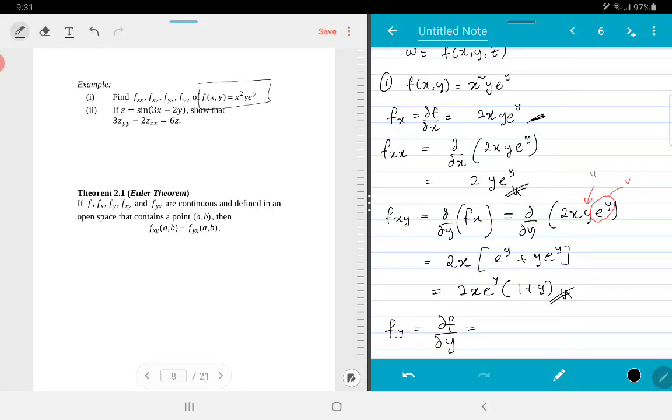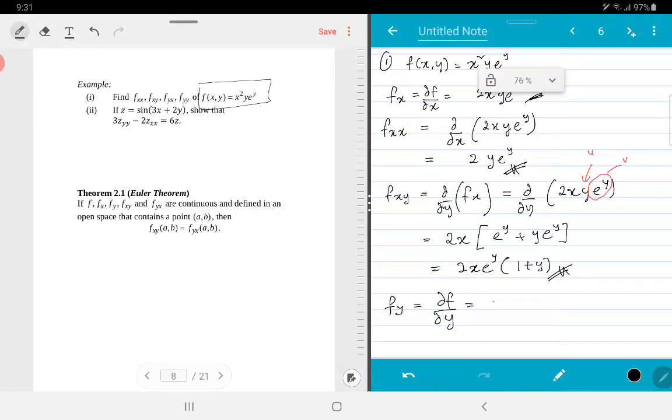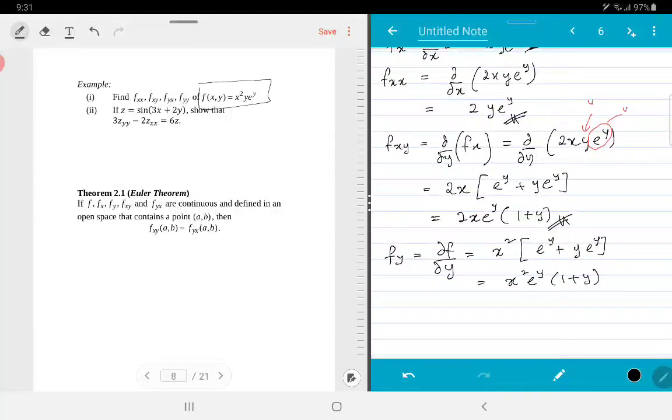When you differentiate with respect to y, you consider x as a constant, so x squared there is considered constant. You just differentiate y e^y using the product rule. Differentiate y, we get 1, and then we have e^y. Copy y, differentiate e^y, we get e^y back. You can simplify this by factoring e^y out as e^y times 1 plus y. So that is the first order fy.